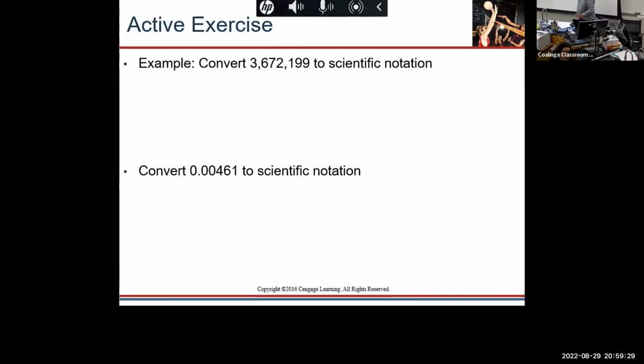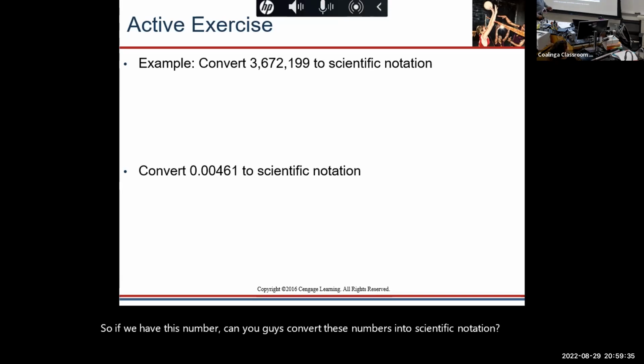Okay, so if we have this number, can you guys convert these numbers to scientific notation? Alright.